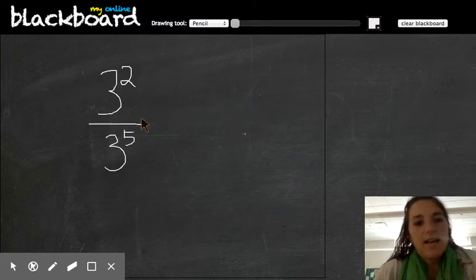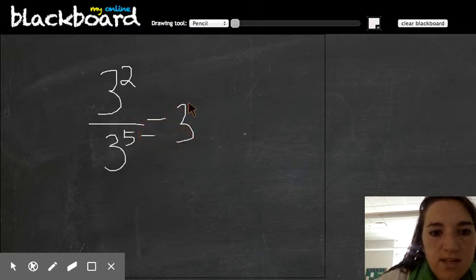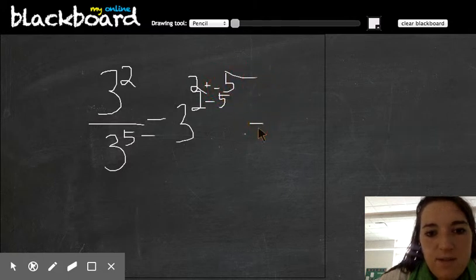All right, and then looking at the second to last one, I have 3 squared over 3 to the 5th. Again, we're dividing, so I can do 3 to the 2 minus 5. 2 minus 5 is going to be what? Write it as 2 plus -5. It's very hard to write on this. And this will be 3 to the -3rd power.